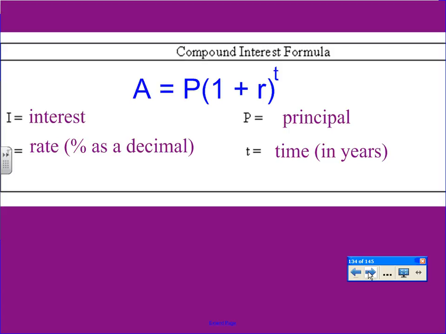Kevin? No, because you're still finding the account balance. You're finding the account balance, and you're finding it this way because it's compound. It's a compound interest formula. Sorry, I had to think about that. Jordan?